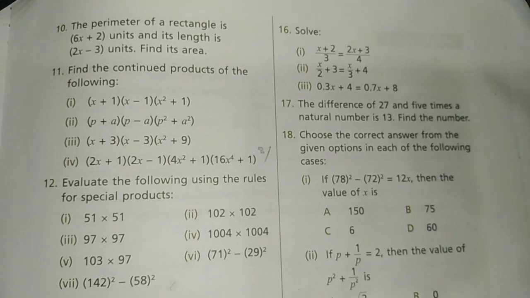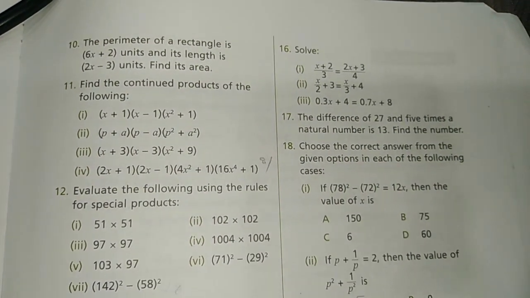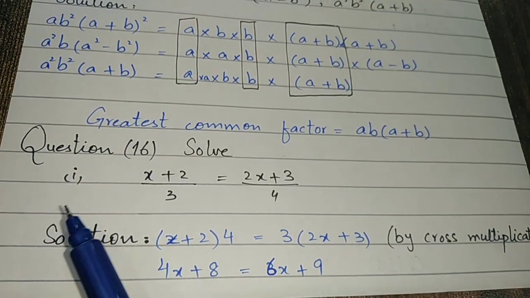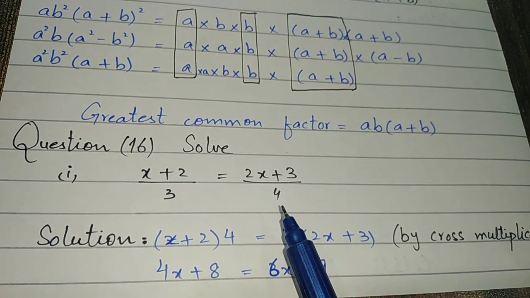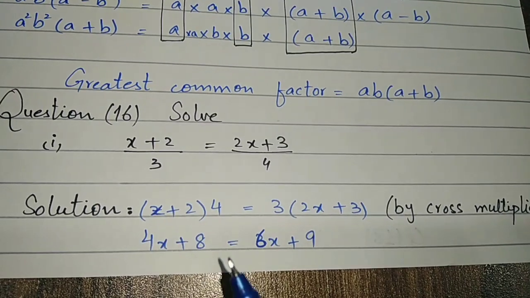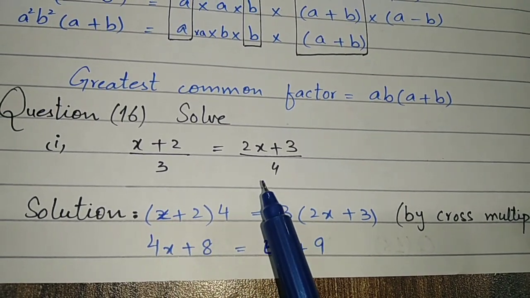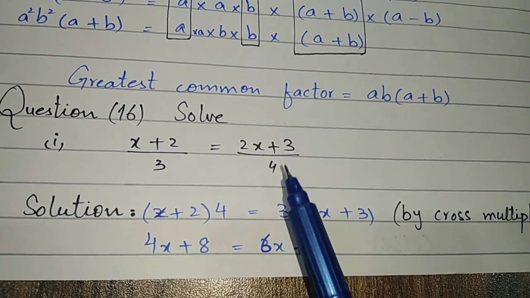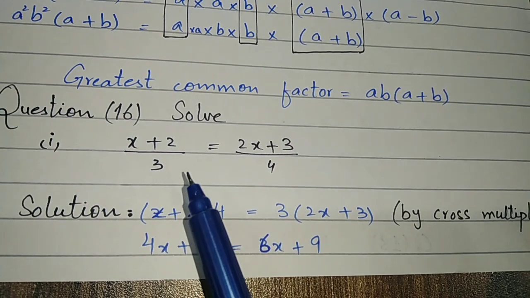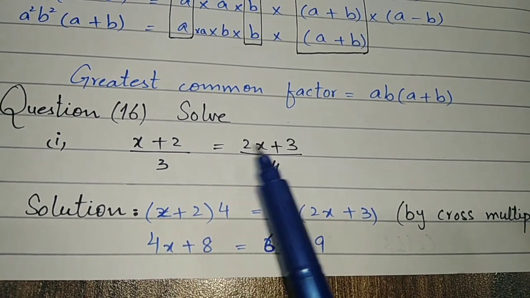The next question is question number 16, that is solve. Now we have to solve these linear equations. The first part is (x plus 2) over 3 equals (2x plus 3) over 4. There are two methods to solve this equation. The first one is to take the LCM of 3 and 4 and multiply on both sides by their LCM. But the second method, which we will follow today, is cross multiplication, that is 4 times (x plus 2) equals 3 times (2x plus 3).